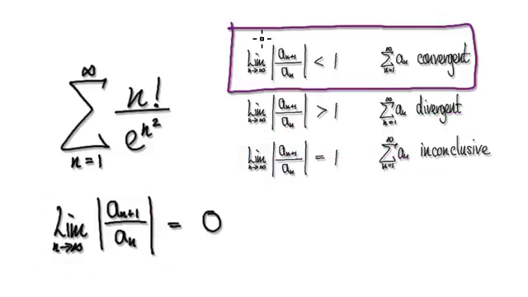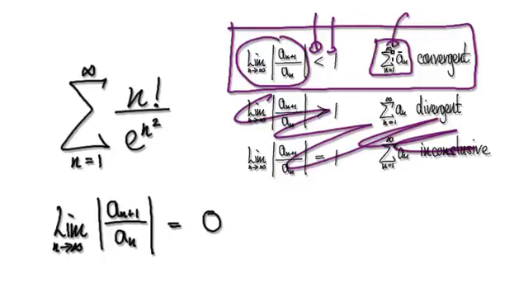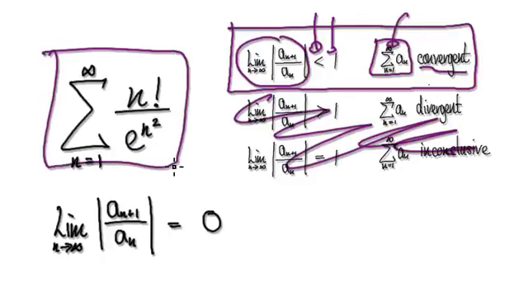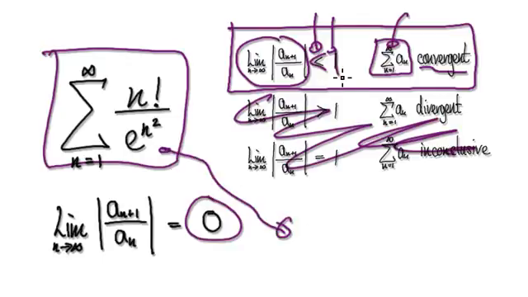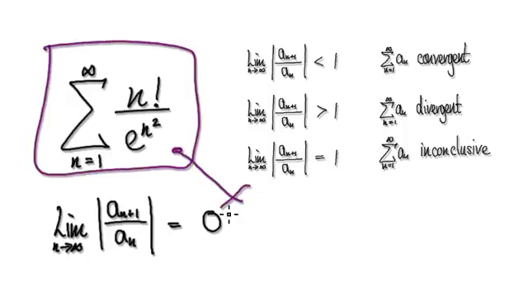So now this is our situation here. Our value here is actually less than 1. So we can say that the original series will converge, because this value here is less than 1. Okay, so the conclusion is that this series will converge.